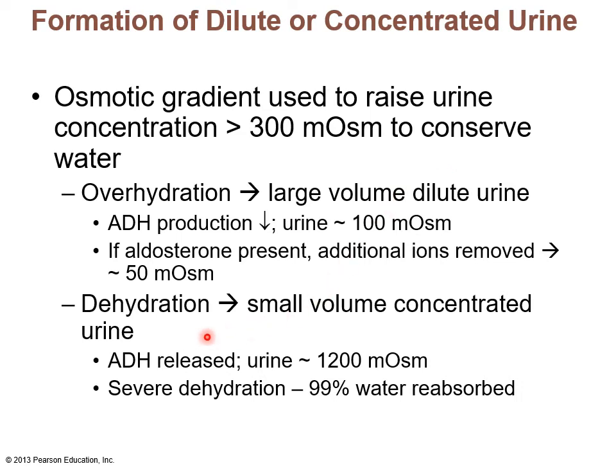With dehydration, you produce a small volume of concentrated urine, so you usually have maximum ADH secretion, and you're holding back as much water as possible, and so your urine is going to be very concentrated and you won't produce much of it. And in severe dehydration, 99% of water is reabsorbed, and you probably won't be peeing very much at all.